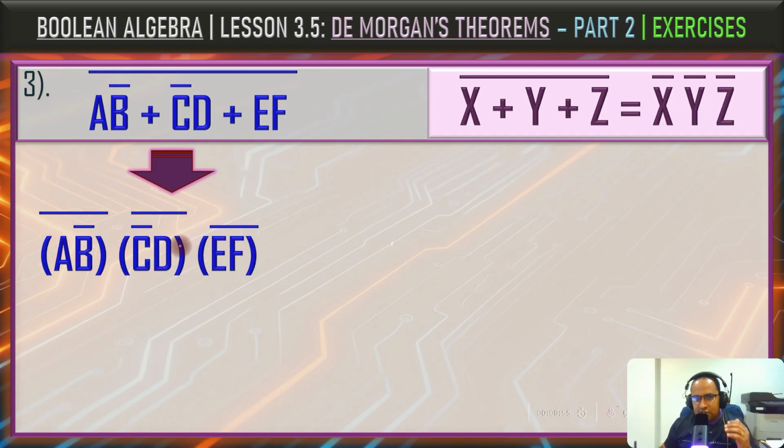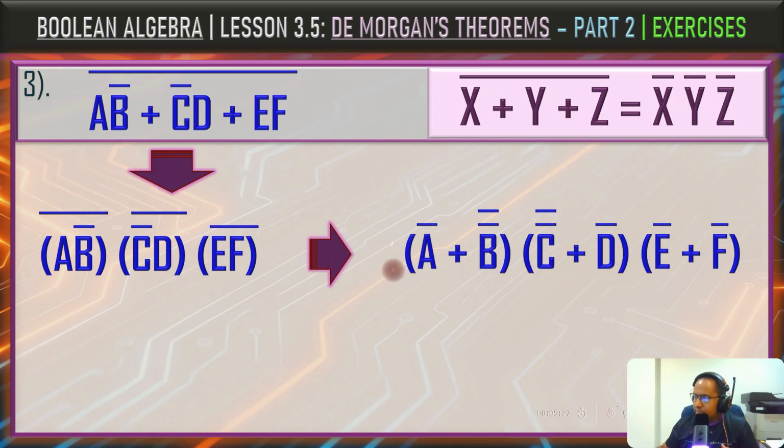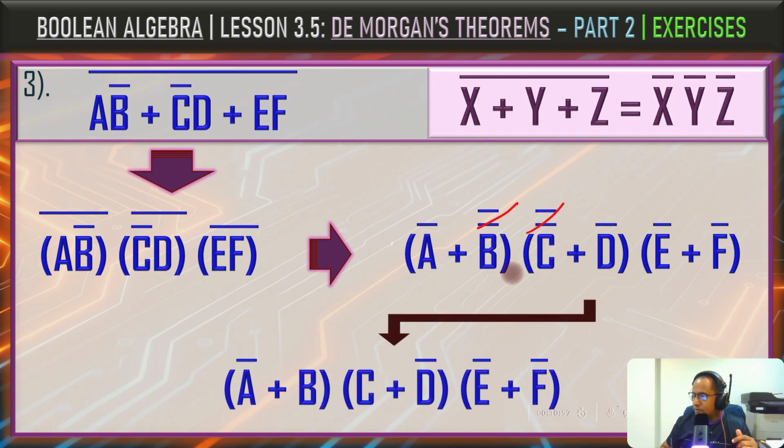Now we simplify each term separately. Again, we apply De Morgan. Move the bar inside and switch the operation. Each product becomes a sum and each variable is complemented. Notice that in this case, we have two variables, b and c, with double negation. So we cancel the double complement and the expression becomes like this, okay? Notice that the same rule works even for multiple terms. Always remember, identify the structure first, then apply De Morgan step by step.